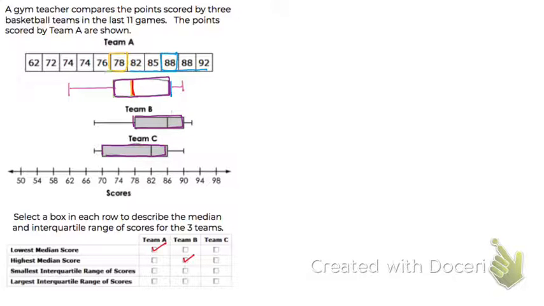So that is taking the upper edge of the box, the upper quartile, and subtracting the lower part of the box, the lower quartile. So for Team A, it would be 88 minus 74, which is 14. There are 14 units in Team A's box. Now let's look at Team B. The biggest number here is at 90, and the smallest number is at 78. When you subtract that, you see 12. There's 12 units within that box.